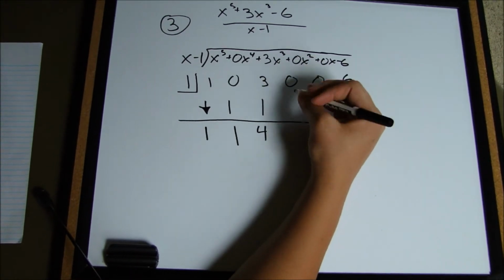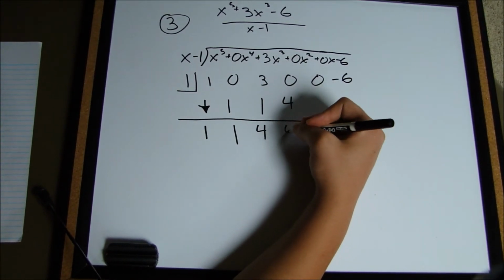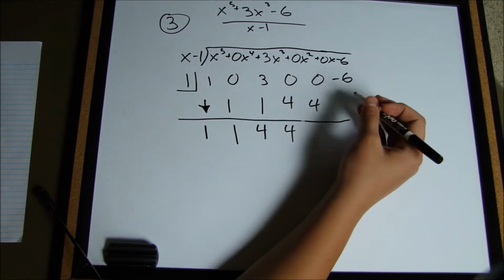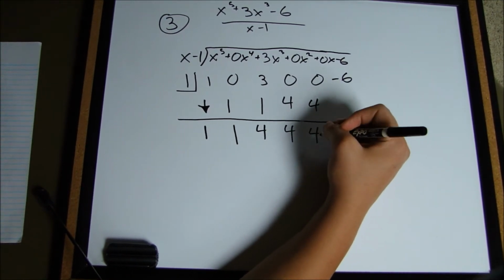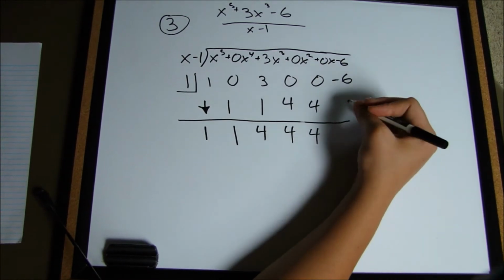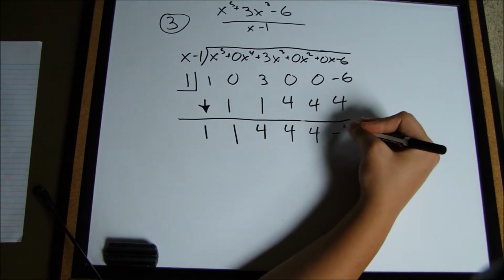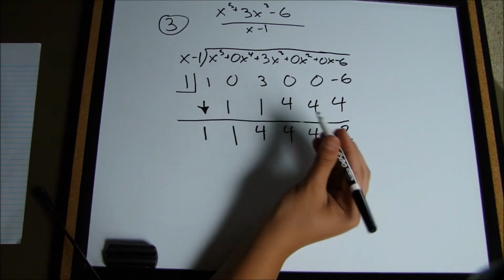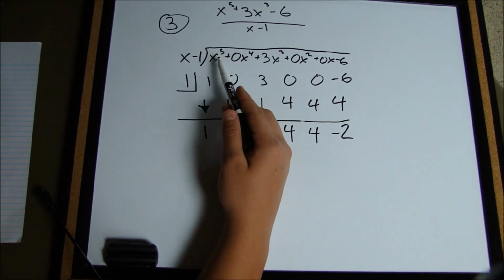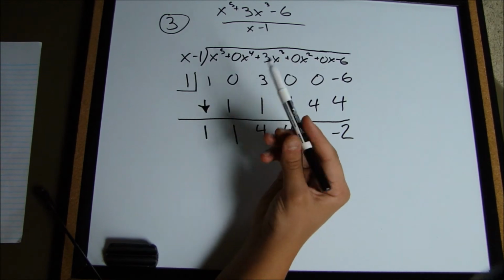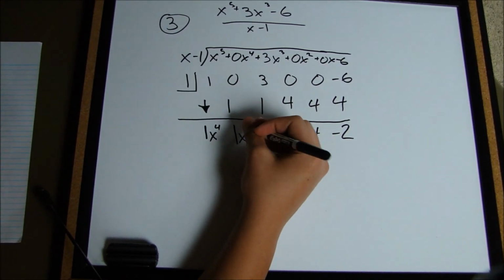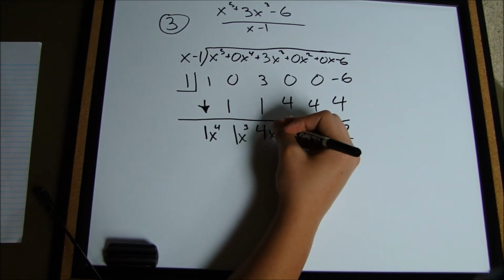And then we multiply that by the 1, and we get 4, and then we get 4 again, and we multiply that by 1, and put that there, and add it up, and then we multiply it by 1, and put it over here, and we're left with negative 2. So then you bring down your x's, but you move them over one, so since this one was x to the 5th, we make it x to the 4th now, and we just put all of them over here.